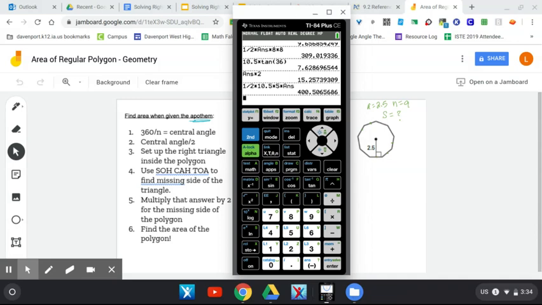Okay, so step 1, let's find that central angle. So I'm going to take 360 divided by 9. And you should get 40 here. Step 2, take 40 divided by 2, and you should get 20 there. Step 3, you want to create your triangle. So if you draw it inside here, you connect from one corner to the other. You can kind of see what that triangle should look like. So you have your 2.5 here. Your X will go down here, and then this angle here will be the 20 degrees.